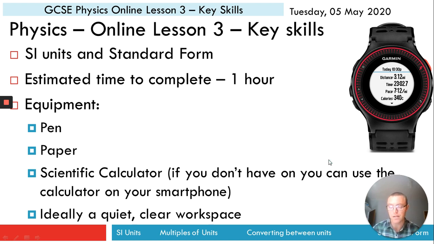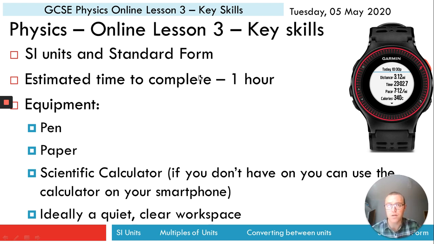We're going to do another lesson on key skills next week, and the week after I'm planning to resume going over our radioactivity scheme. Okay, so what are we doing today? We're looking at SI units, Système International, to find out what those are. And we're looking at standard form. What is it? And why do scientists and mathematicians use it?